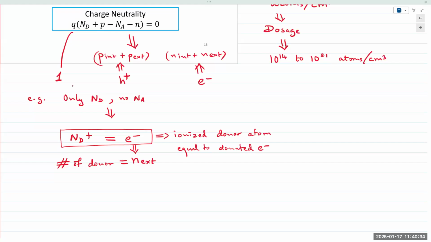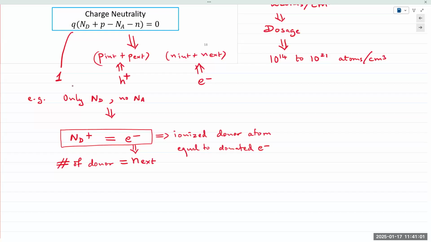Donated electron. And hence, if there are 10 donor atoms, there'll be 10 free electrons. But everything is balanced out, right? The electrons are free to move around, but the positively charged atoms are localized in this silicon lattice structure. And the intrinsic holes and intrinsic electrons are already balanced. And so overall, it is charge neutral.